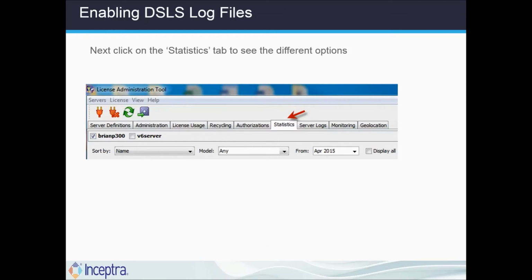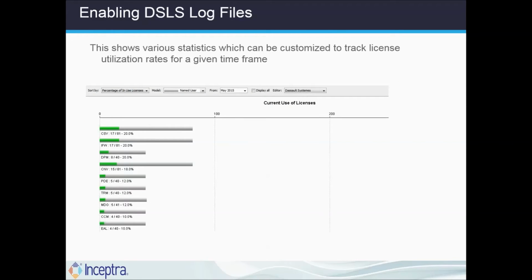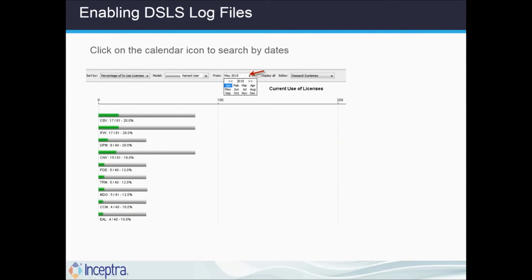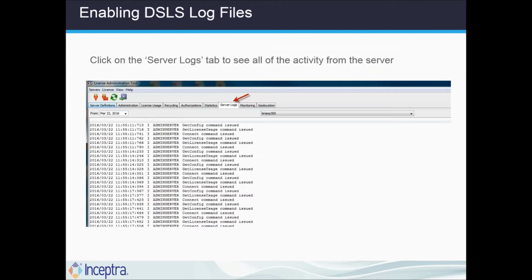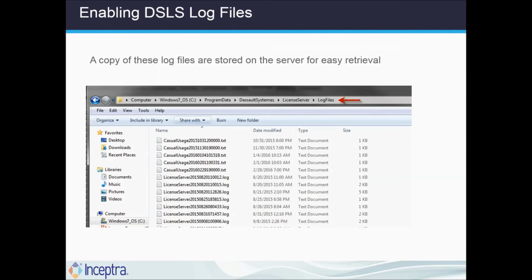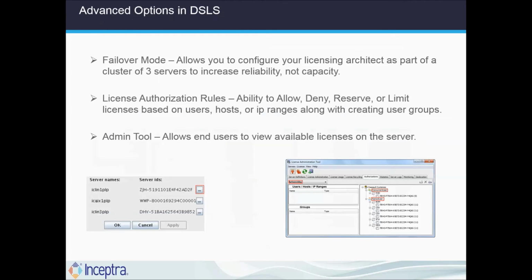And again, this just shows you where the statistics are, so you can go back and check that. These are our rates that we saw earlier. Here, the from date, you can set this back at a minimum of 1 year. So if you want to go back to January of 2015 or further, you can do that. And again, it shows you the calendar icon for that, and the server logs, which we just went through as well. And this is again the location of those server logs.